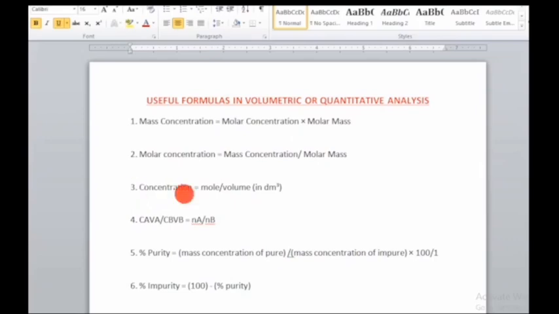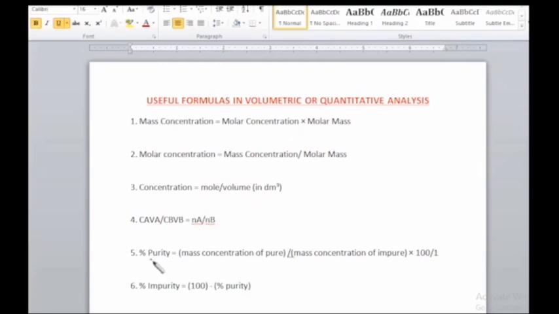We have concentration here. Concentration can be calculated using moles divided by the volume in dm cube of the substance to be calculated. We also have another formula for calculating concentration in moles per dm cube: CAVA over CBVB equals NA over NB. CA is the concentration of acid, while VA is the volume of acid used, divided by the concentration of base multiplied by the volume of base, which is equal to NA, the number of moles of acid, over NB, the number of moles of base.